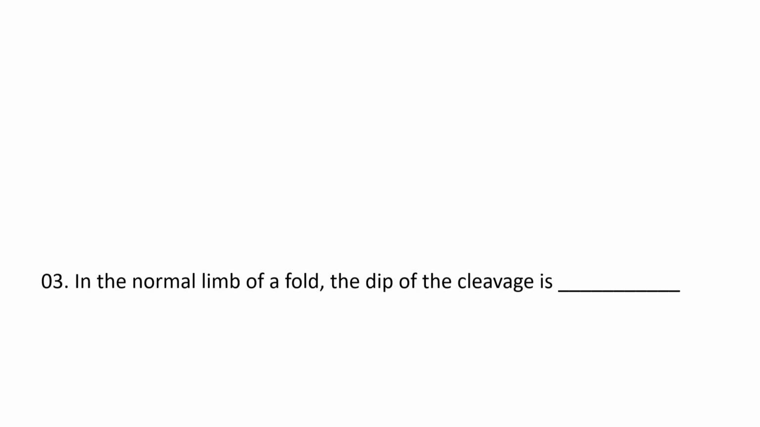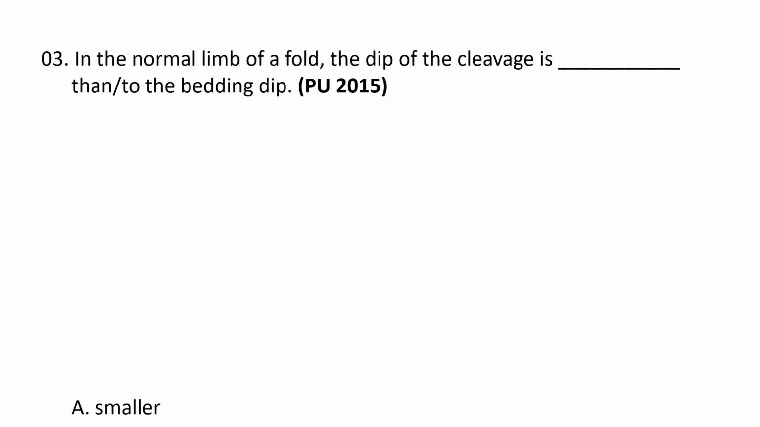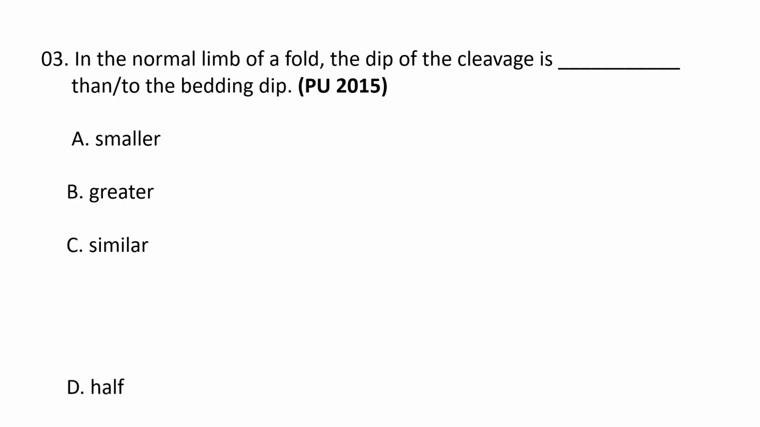Next question. In the normal limb of a fold, the dip of the cleavage is dash than the bedding dip. A. Smaller, B. Greater, C. Similar and D. Half. So the correct option is B. Greater. In a normal or geometric normal limb of a fold, the dip of the cleavage is steeper than the dip of the bedding, meaning the cleavage dip is greater. B is the correct option.